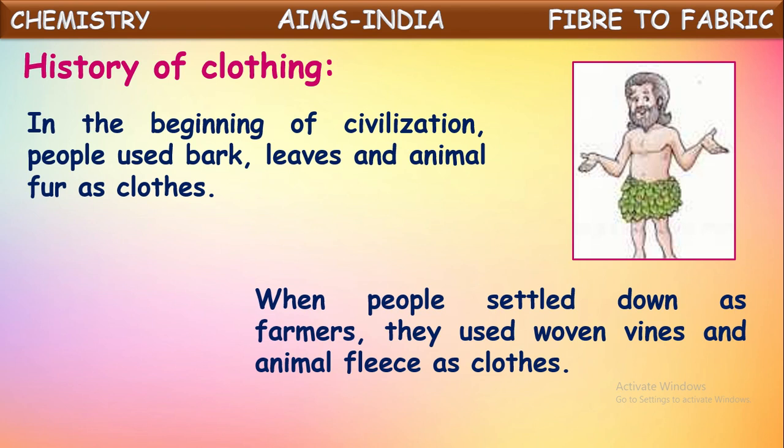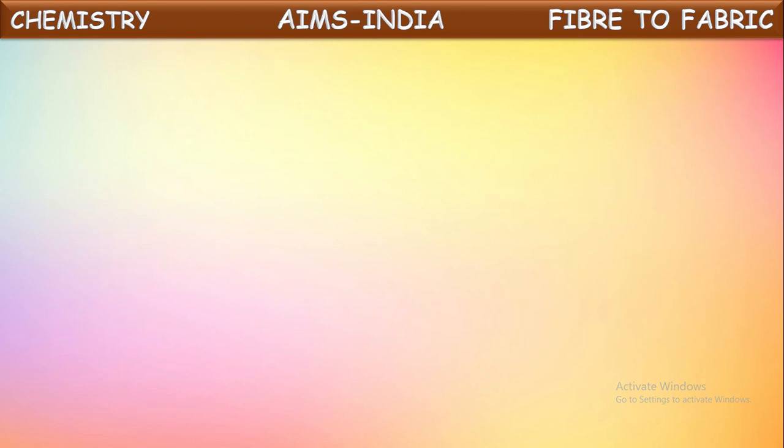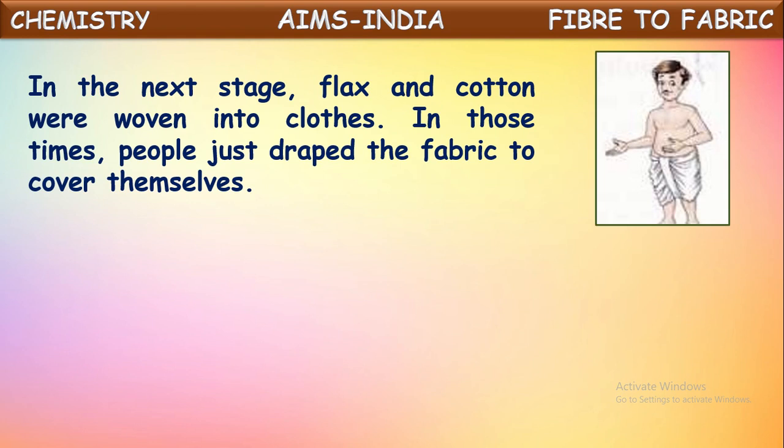And when people settled down as farmers, they used woven vines and animal fleece as clothes. So animal fleece and woven vines were used as clothes when they started to settle down as farmers, when they started cultivation. Later on, in the next stage, flax and cotton were woven into clothes. In those times, people just draped the fabric to cover themselves.